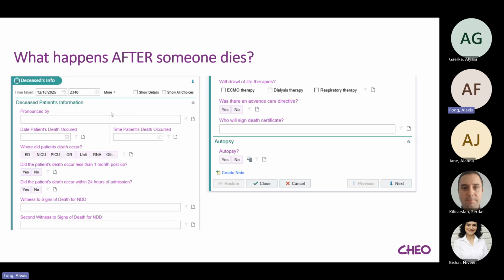So deceased info: who pronounced, the date that the patient death occurred, the time it occurred, so when you pronounced, where did the death occur, and so on and so forth. Is there going to be an autopsy? All these things. Once you fill it out, click close.